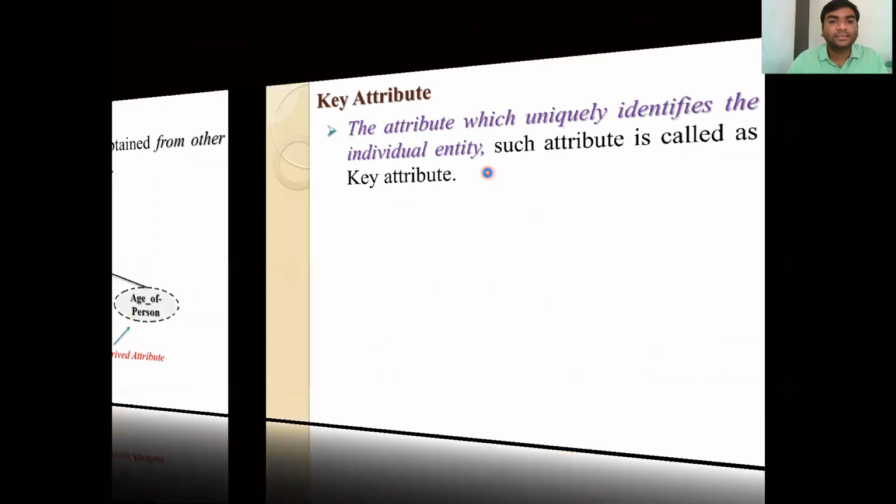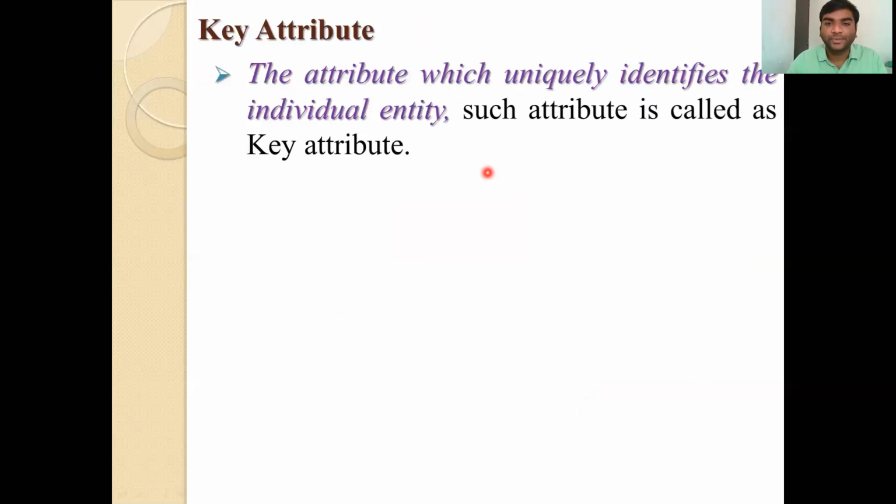Now the next and last type of attribute is the key attribute. The attribute which uniquely identifies an individual entity is called a key attribute. So hospital is one entity. Hospital ID and hospital name may be the key attributes. For student, student ID or enrollment number is a key attribute.